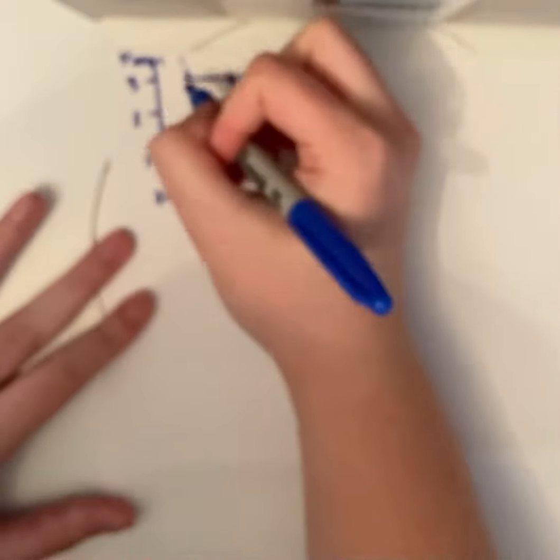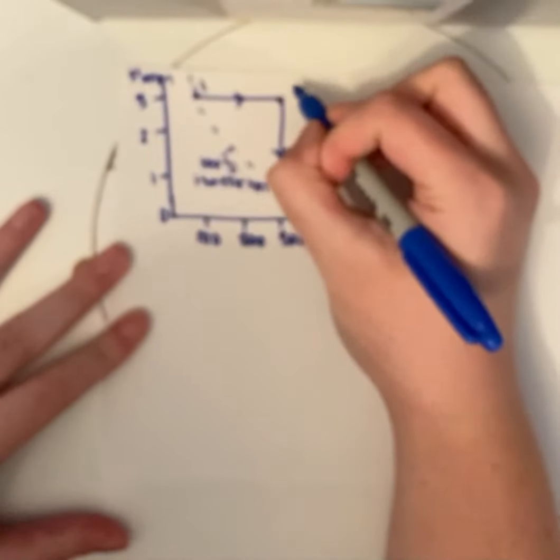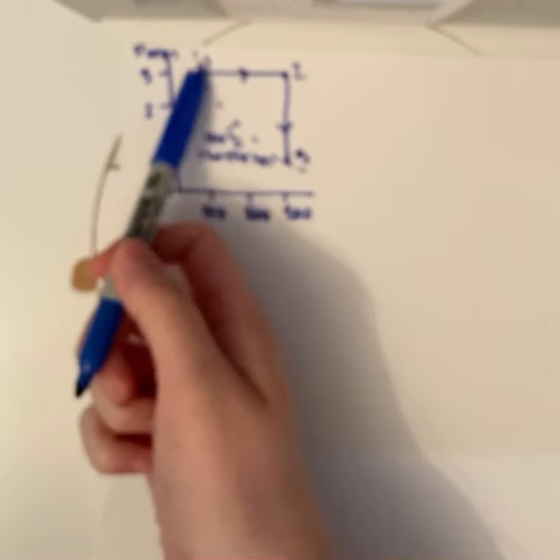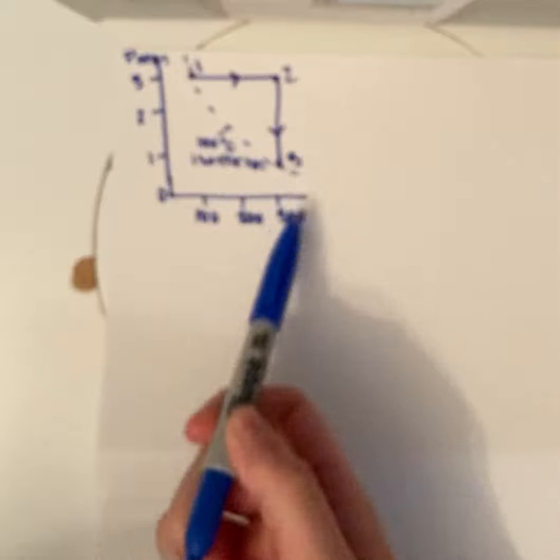So this is process 1, 2, and 3. So we want to figure out how much heat it takes for it to go from here to here and from here to here.